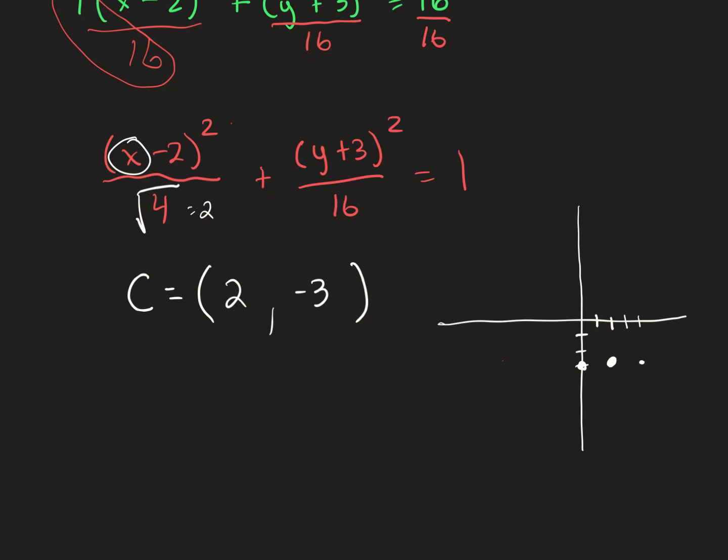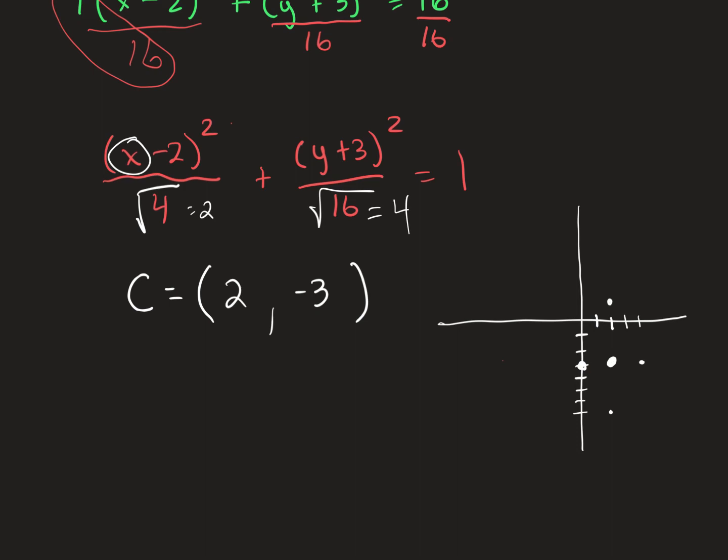Now in the y direction, because y is here, the square root of 16 is 4, we're going to go up from the center 4, 1, 2, 3, 4. So I'm going to put a point right here. And we're also going to go down 4. So I'm already at -3, so if I go down 4, I'll be at -7. So let's go down 1, 2, 3, 4, right here. And so that's kind of your ellipse.